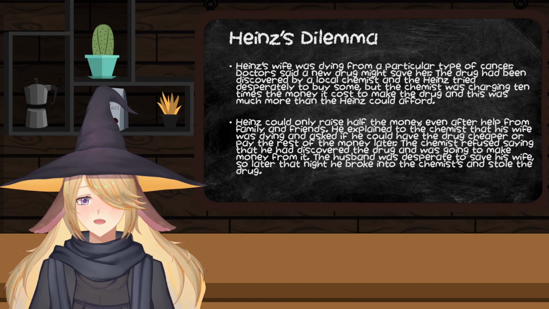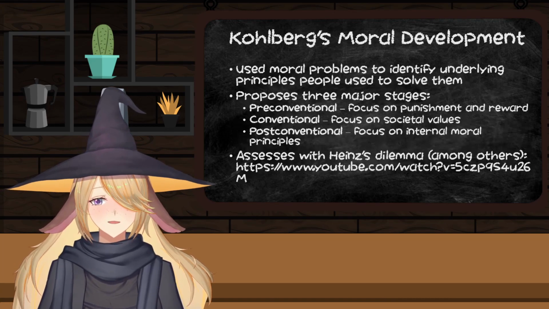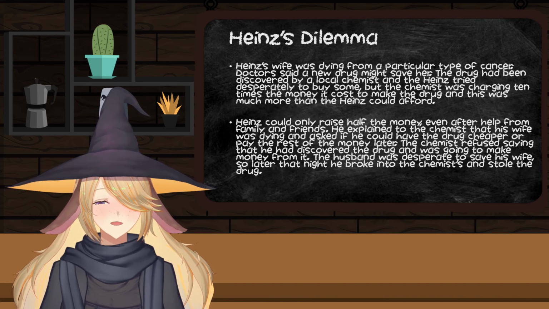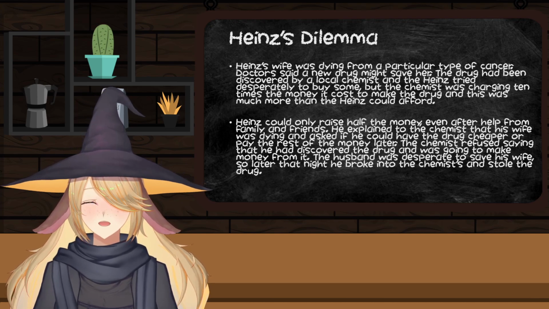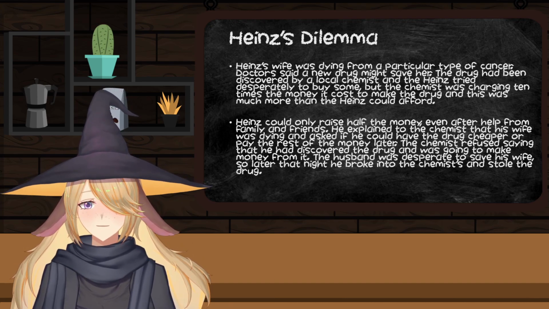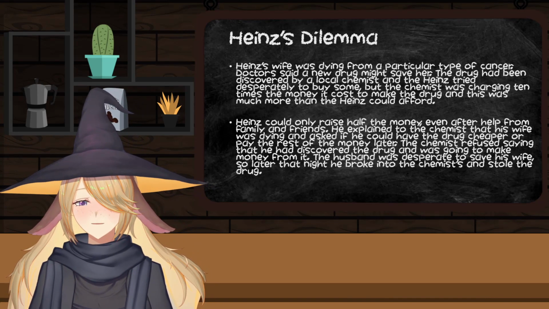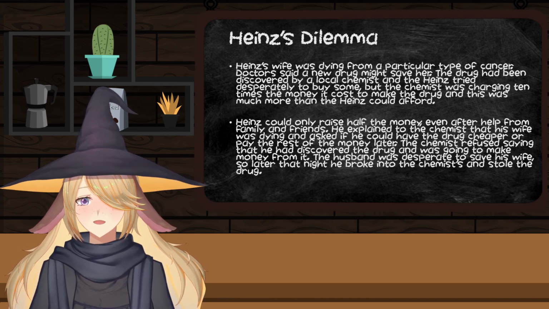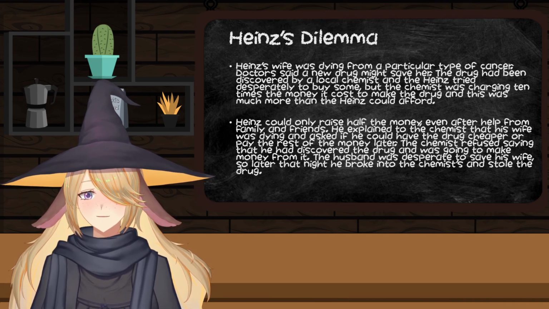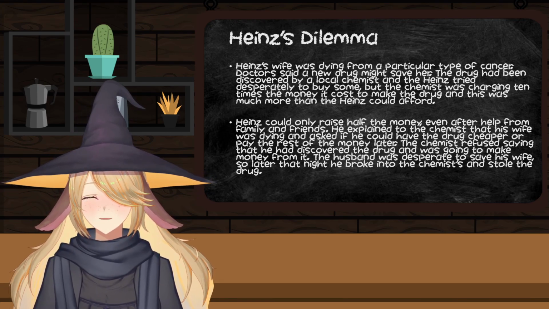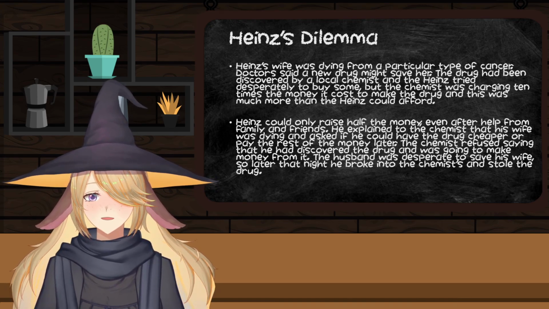Heinz broke the law, his wife should just die, and he should go to jail. Then later on, at the conventional stage, they might say, well, our societal values are based around fairness. It's unfair of the chemist to be gouging the price of this drug, and so Heinz is in the right. In a post-conventional stage, they might focus on more moral principles about an existential idea of right and wrong, or the fact that the real villain here is capitalism, and in fact, no one is right and no one is wrong, and we are all just puppets dancing on the string of exploited labor. But that's just me.